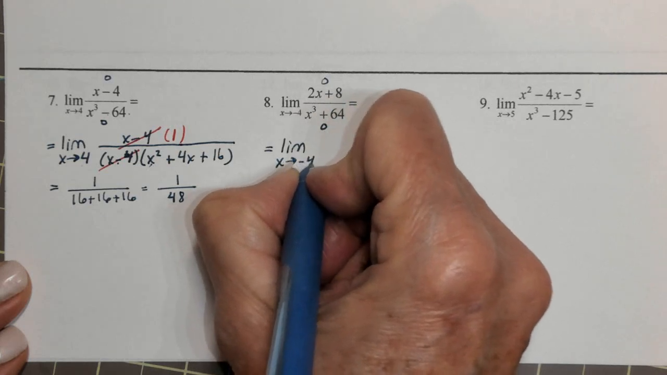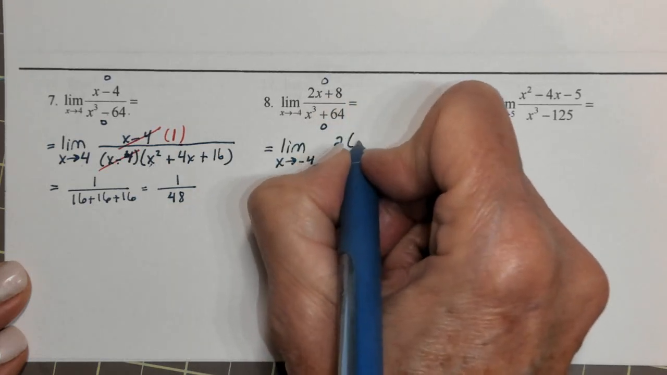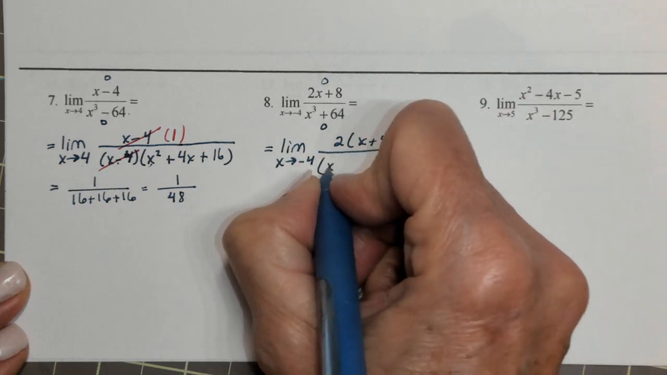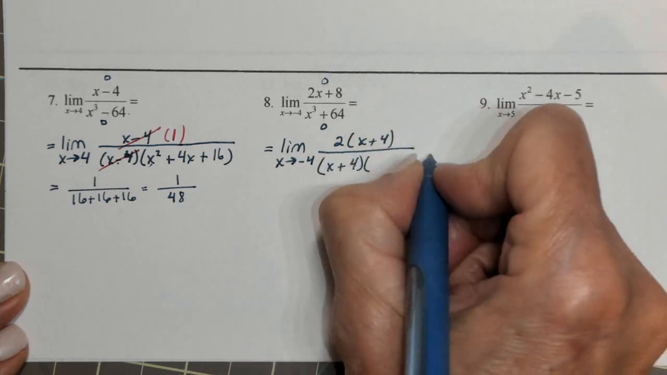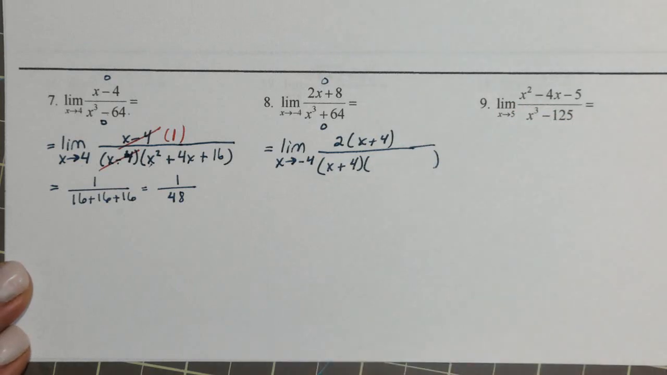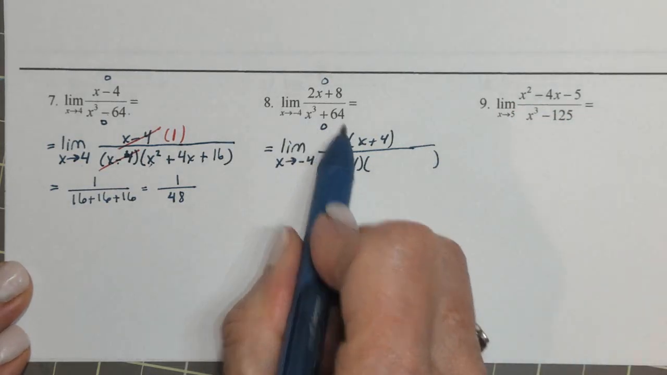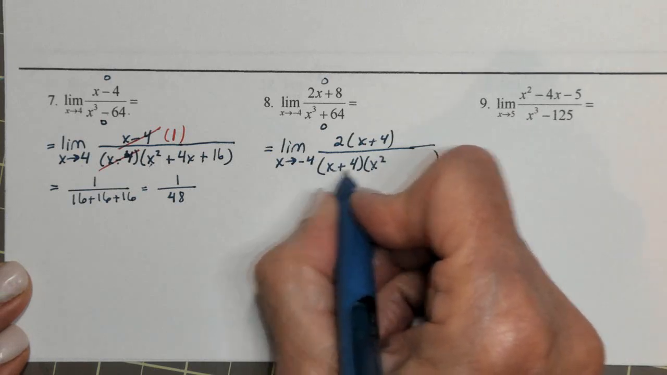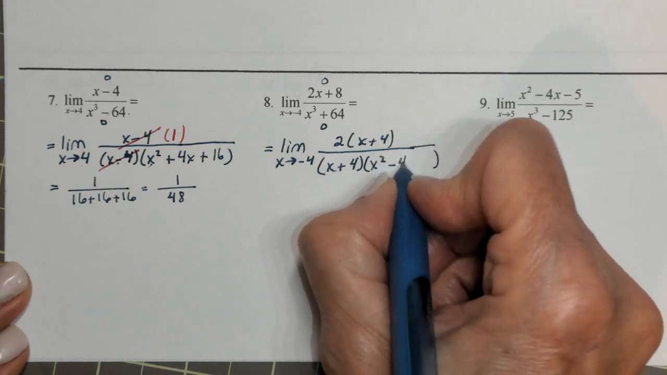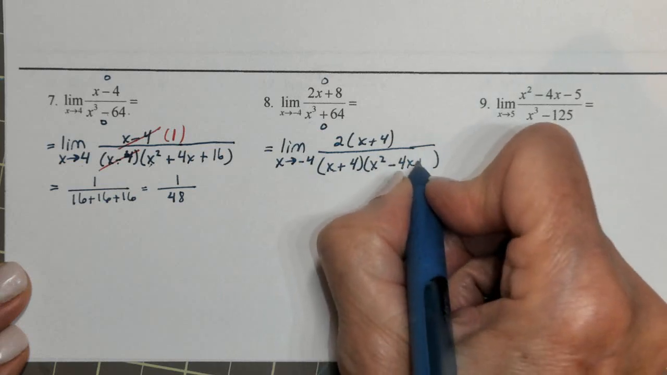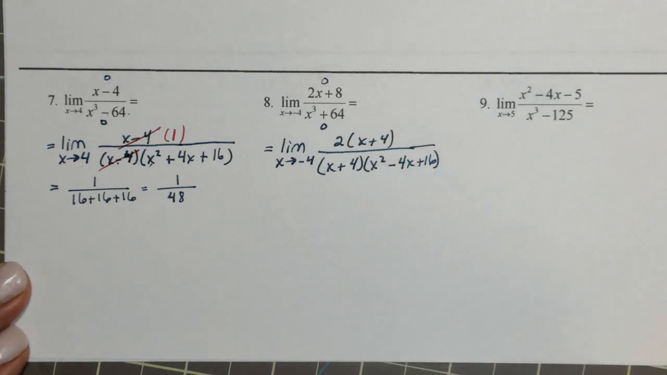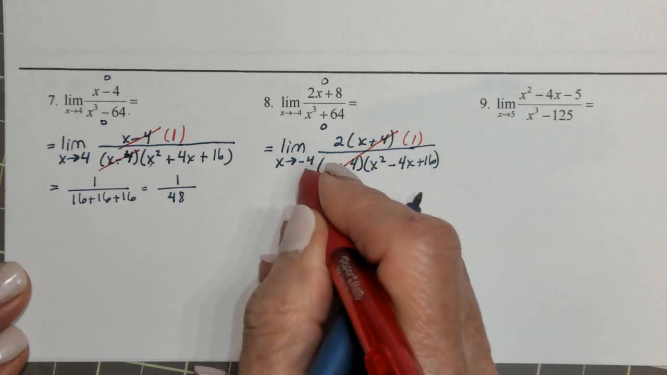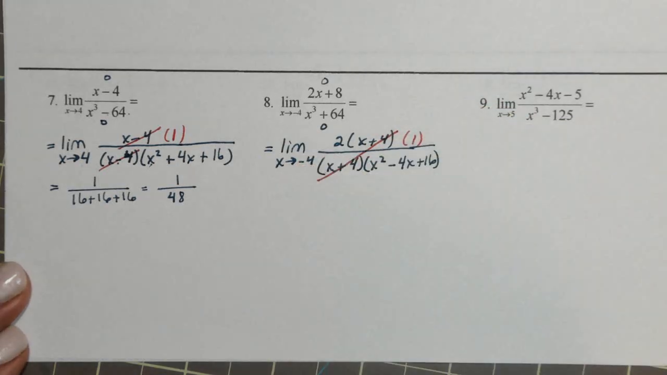So I'm going to factor again. I'm going to take out a 2 from the top. From the bottom, I have a sum of cubes. Okay, cube root, square the x, the product, but the opposite sign, and then square the last. The x plus 4's reduce out. They reduce to 1, and that's fine because x is not equal to negative 4.